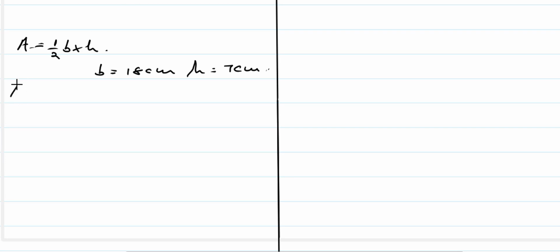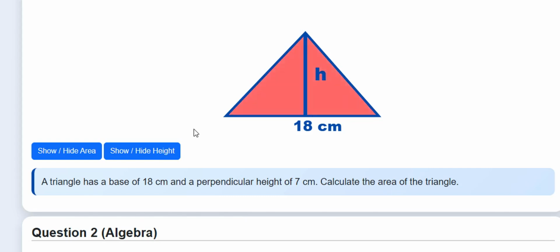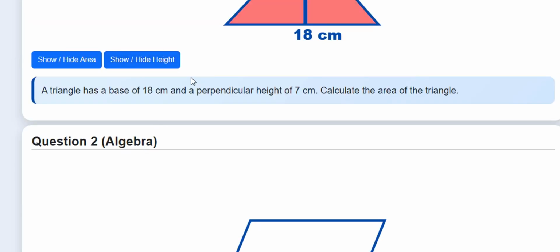So the area for that triangle will be half of the base, which is 18 centimeters, multiplied by height, which is 7 centimeters. So we want to divide this by 2: 18 divided by 2 is 9. So 9 multiplied by 7, which is 63 centimeters squared. And that becomes the area of this triangle here.